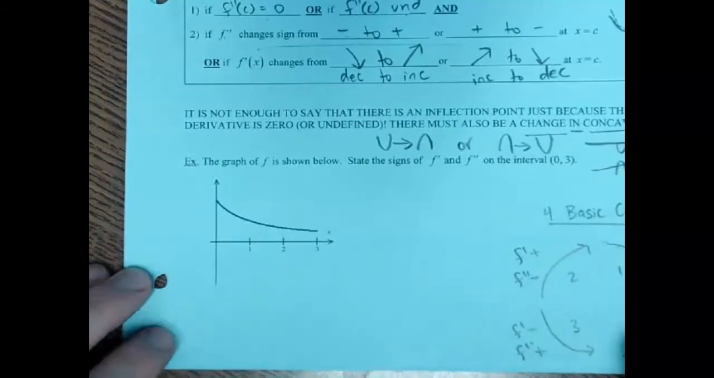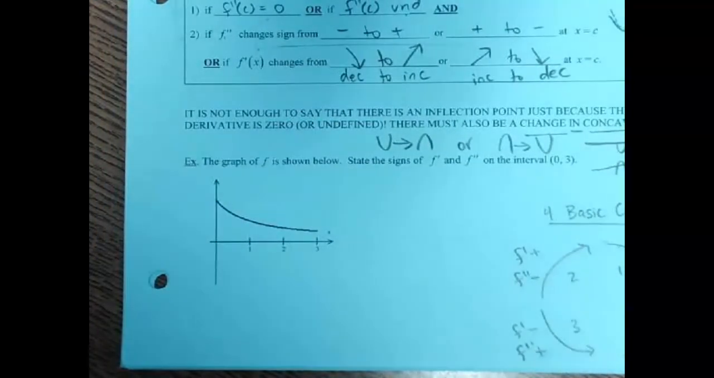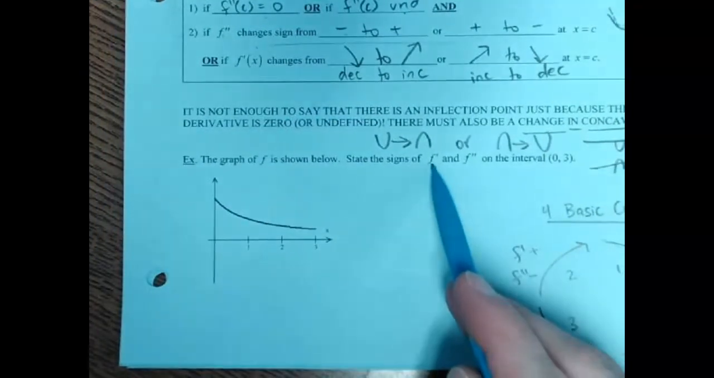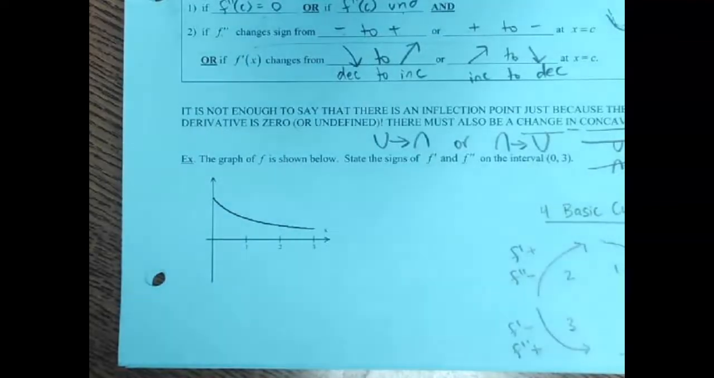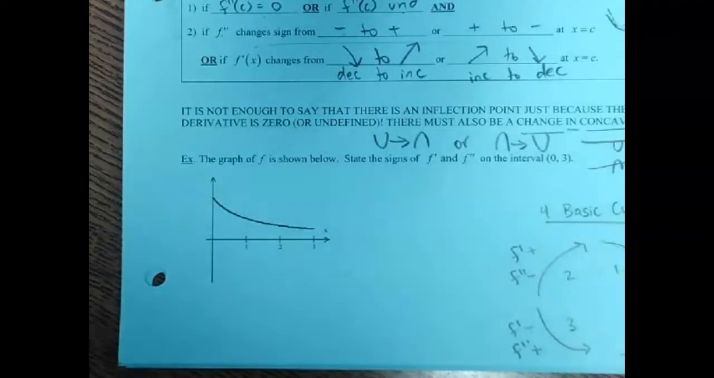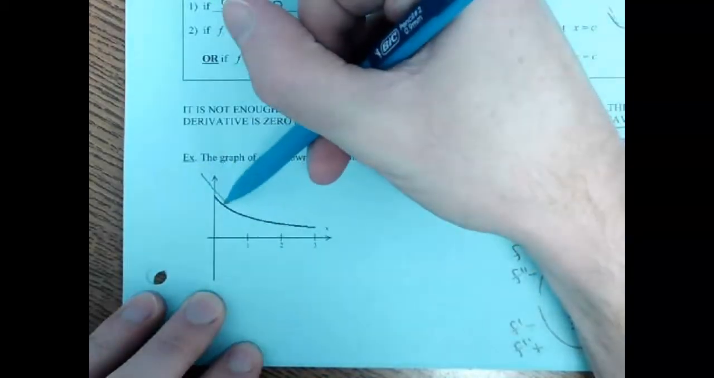Okay, last example on this page, we're just going to see whether the first derivative is a plus or minus, whether the second derivative is a plus or minus, and then we'll be done with this example. Then we get to do the next page. Definitely looks like this function is decreasing, right?